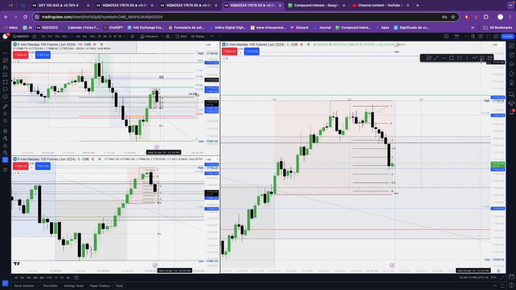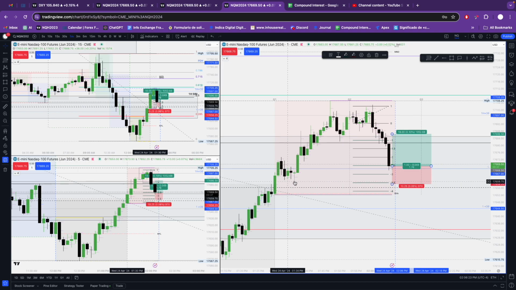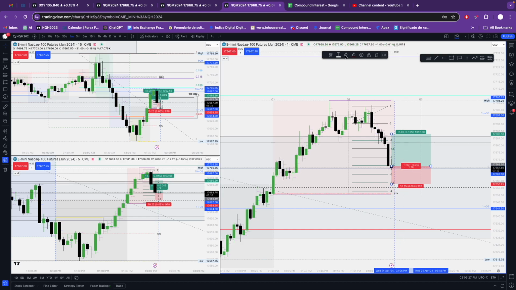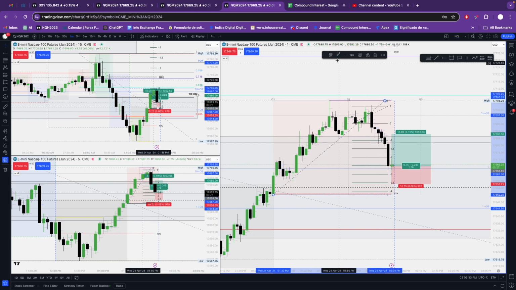So taking a long position here, 10 points will take us to these lows here, this fair value gap here. That's reasonable if we start off from this quarter. And I'll see this. We are in optimal trade entry. This is 7.8.